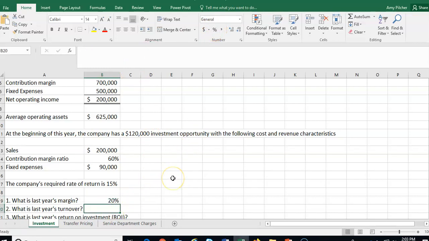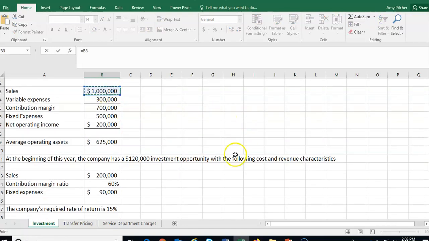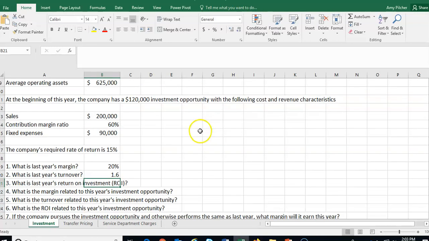The next calculation we do is the asset turnover ratio. So again, if you remember from the chapter and the lecture, the calculation for asset turnover ratio is sales divided by operating assets. So we take our sales of 1 million and divide by our average operating assets of $625,000. We get a ratio of 1.6. That tells us that for every dollar this company invests in assets, it is able to generate $1.6 in sales.